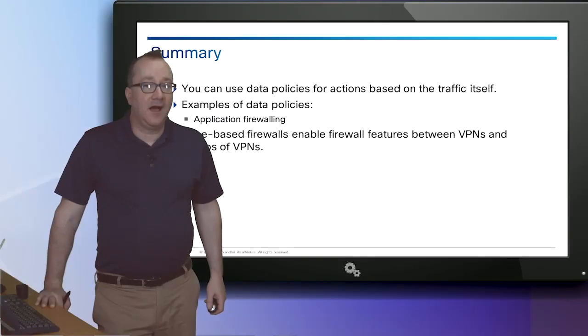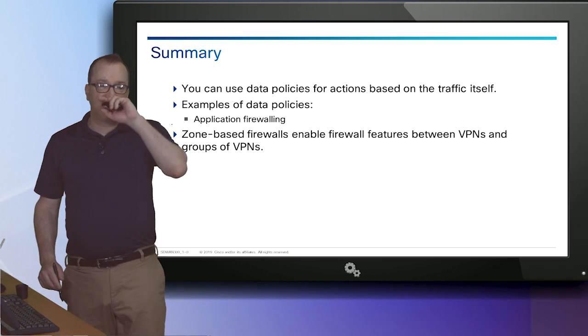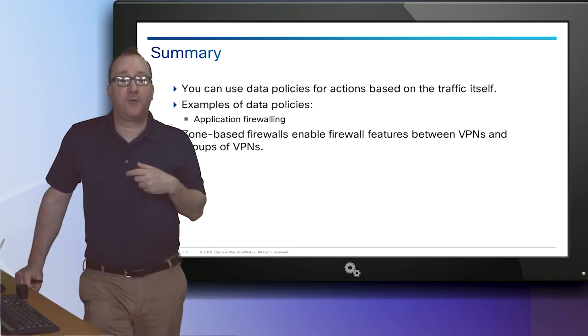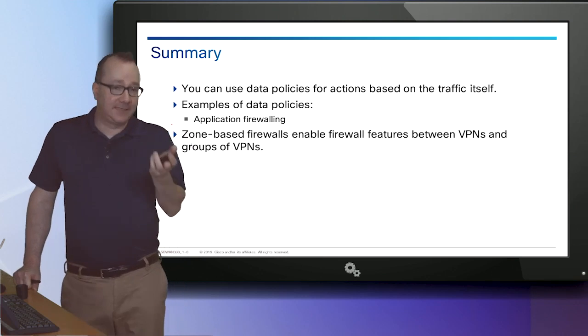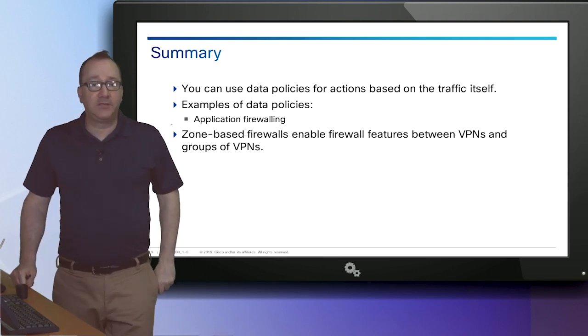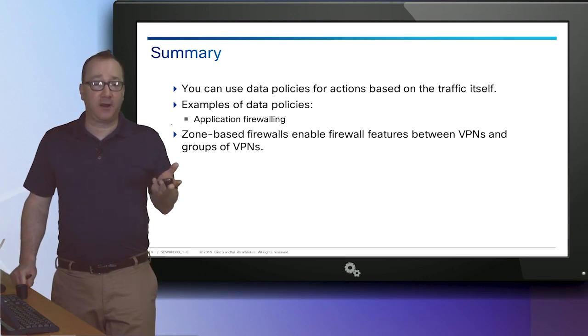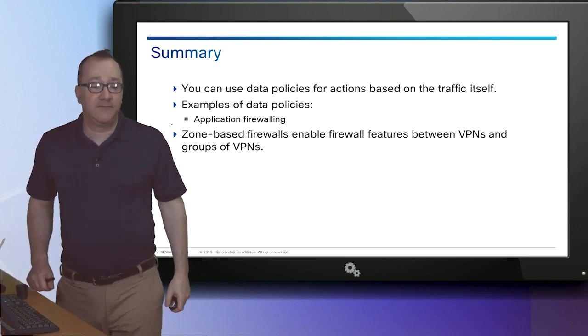Okay. So we can use data policies for actions to change the traffic itself. Basically, the application firewall is going to be the stateless firewall, and the zone-based firewall is going to enable a full-featured zone stateful firewall that does track the state of every connection.